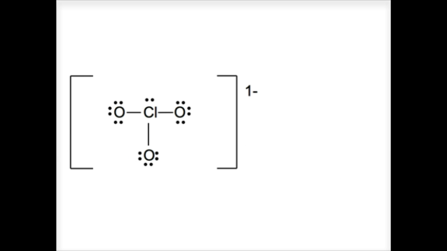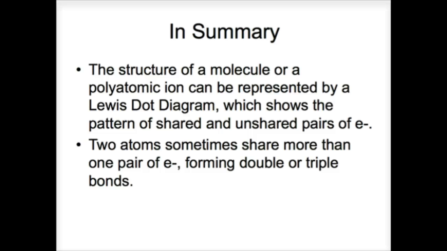So, in summary, we know that the structure of a molecule or polyatomic ion can be represented by a Lewis dot diagram. It's going to show the pattern of shared and unshared electrons, and 2 atoms can sometimes share more than one pair of electrons, forming a double or a triple bond.